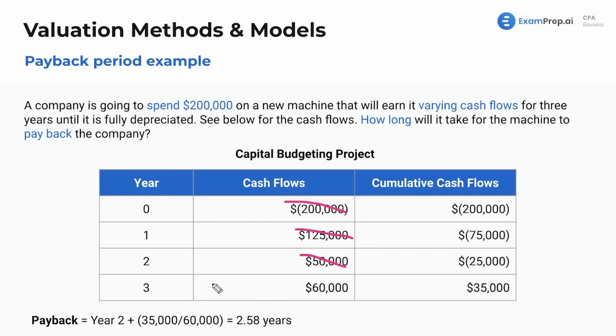And then at year 3, it's not going to be a clean cut, right? You're not usually going to have a clean cut like, oh, it's exactly 3 years. So you've got to do a little math and say, well, okay, we made 60,000, and we had 35,000 of positive there. So 35,000 divided by 60,000 gives you 0.58 of a year. 2 plus 0.58 gives you 2.58 years. That's how long it'll take us to get our money back.